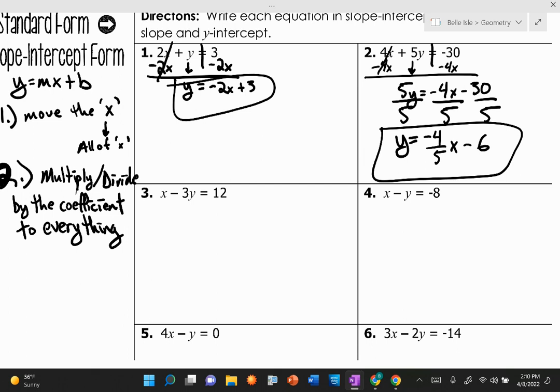How would you get rid of it? So what? What about it? You said it yourself. Okay, I'm putting number 3 up here. Okay, so after moving the x, this is what your first line should read. Okay, then the second step is I'm going to divide by the coefficient to everything.